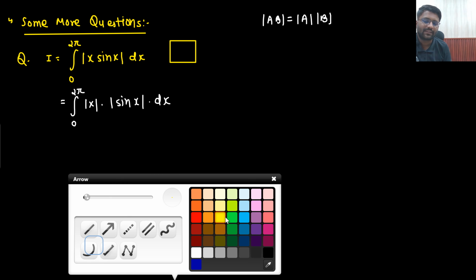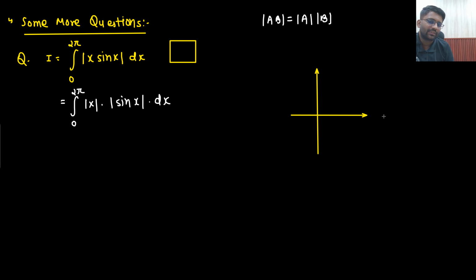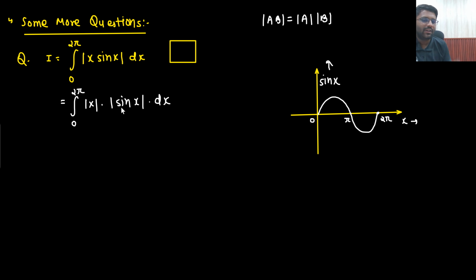But what about sin x? What about sin x between 0 to pi? Between 0 to 2 pi, between 0 to pi, sin x is positive. But between pi to 2 pi, sin x is negative. So inside the modulus, if there is some negative value, it will be opened with the negative sign. What I mean to say is that if the limit is from 0 to pi, then x will always open with the positive sign, and sin x will also open with the positive sign only, because between 0 to pi it is positive.